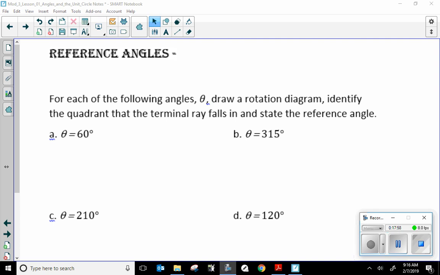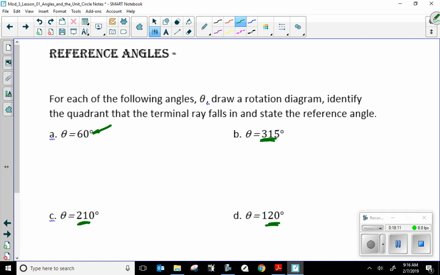All right, reference angles. What are reference angles? First of all, they are smaller angles to deal with. So instead of 315, I don't want to deal with 315. I don't want to deal with 120. I don't want to deal with 90. I like 60. That's cool.